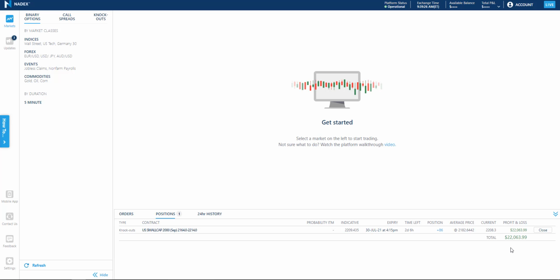But I'm pretty happy with the results of this trade thus far. Need about 4 more points and I'm going to close it out.